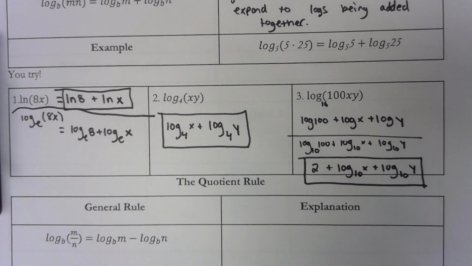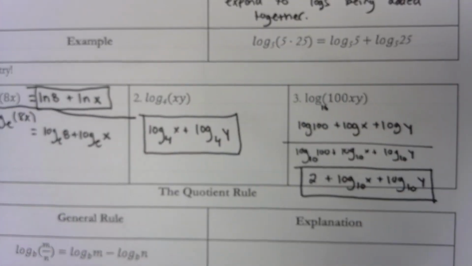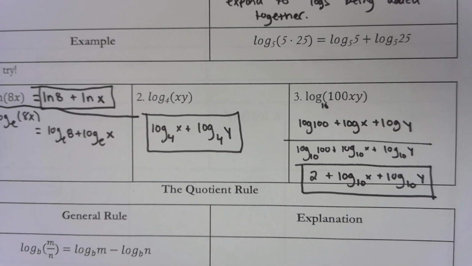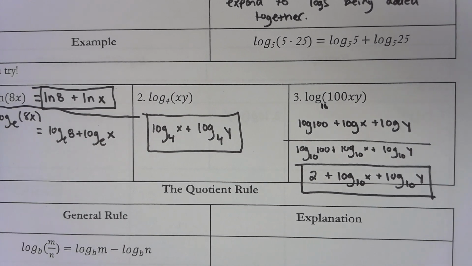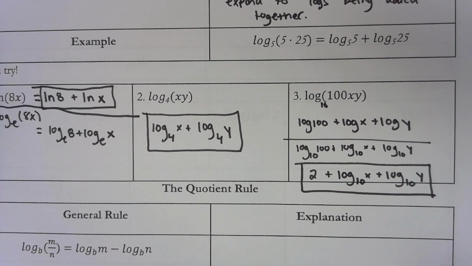So in number 2, log base 4, and then our product here is x times y, so that expands to log base 4 of x plus log base 4 of y. With us taking logs of variables, neither of these can be evaluated. The only time we're going to be able to evaluate these is if we're taking the logs of numbers. Okay, so in this case, nothing can be evaluated.